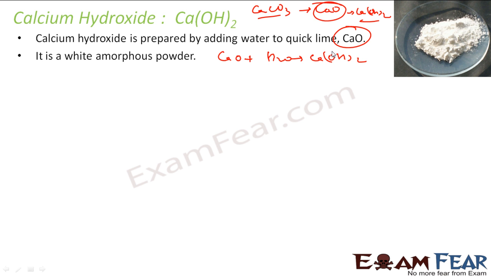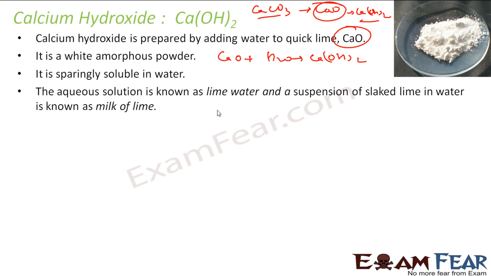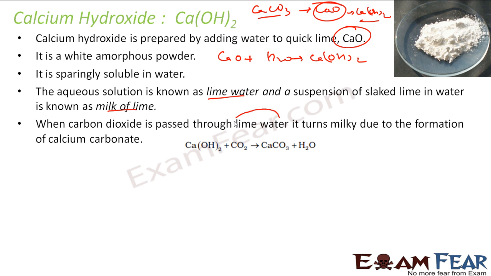Correct? You have this quicklime, react with water, you get Ca(OH)2. It is sparingly soluble in water, and the aqueous solution is called lime water or milk of lime. When carbon dioxide is passed through this lime water, it turns milky. And this is the test for carbon dioxide we use in lab, where we have this lime water, right?